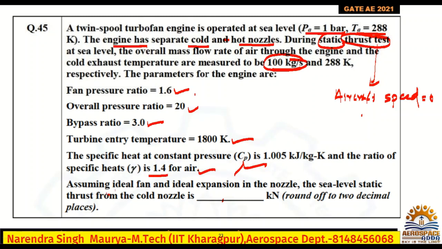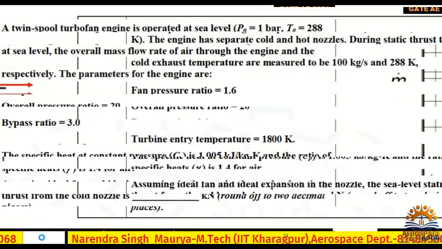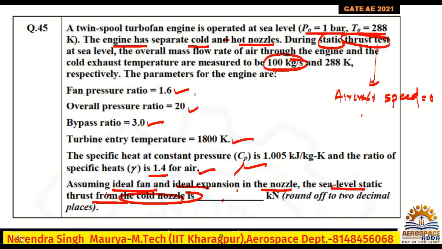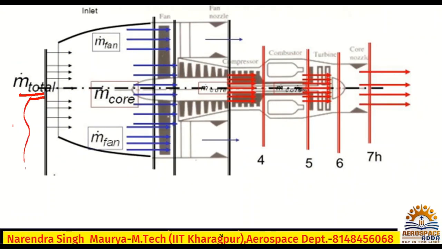Assuming ideal fan and ideal expansion in the nozzle at sea level, find the static thrust from the cold nozzle. So you know that total thrust is due to the cold and hot nozzle. If I say this is a turbofan, you can see easily that the total mass of air is already given. How much is it? They have given 100 kg per second, m dot a.